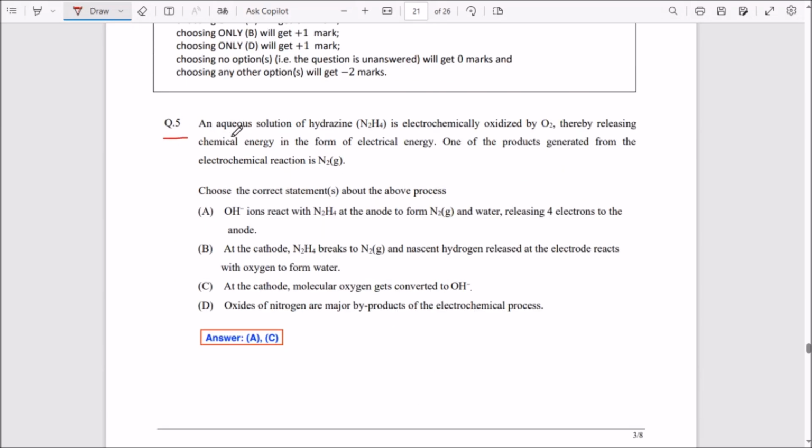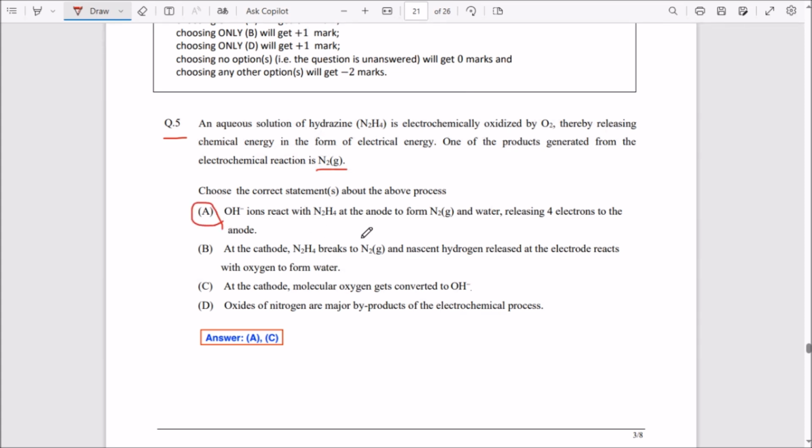Question number 5. An aqueous solution of hydrazine N2H4 is electrochemically oxidized by oxygen, thereby releasing chemical energy in the form of electrical energy. One of the products generated from the electrochemical reaction is nitrogen gas. Choose the correct statement or statements about the process. Option A.